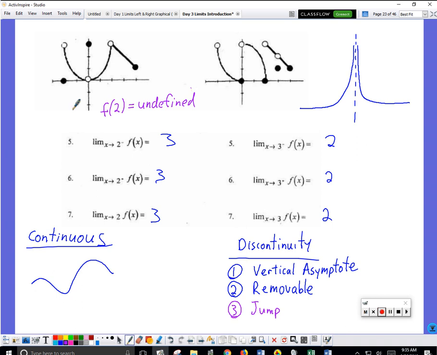Good question, Justin. Okay, the last type you have to memorize is a jump discontinuity. That's when the left and right limits don't match.